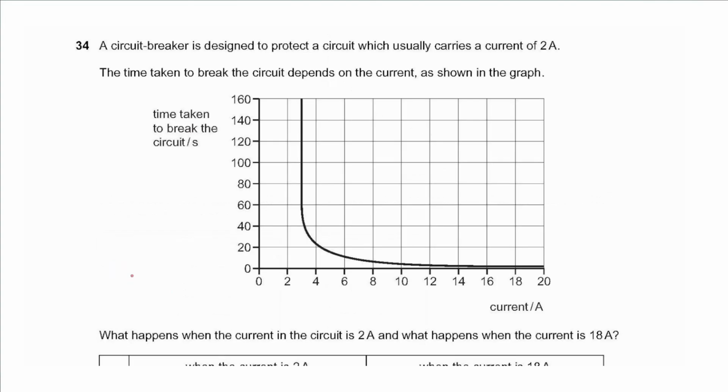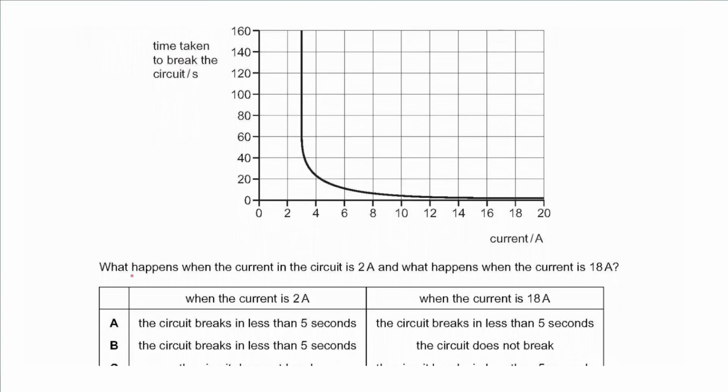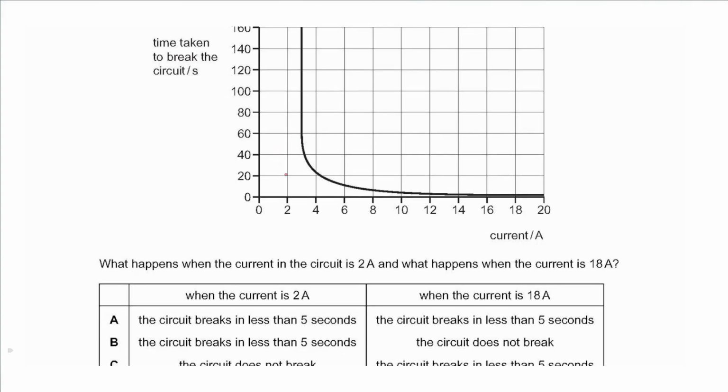Question 34 says a circuit breaker is designed to protect a circuit which usually carries a current of 2 amperes. The time taken to break the circuit depends on the current as shown in the graph. What happens when the current in the circuit is 2 amperes and what happens when the current is 18 amperes? So when the current is 2 amperes, the circuit does not break, the time is infinite. And when the current is 18 amperes, it breaks in a very short time here.